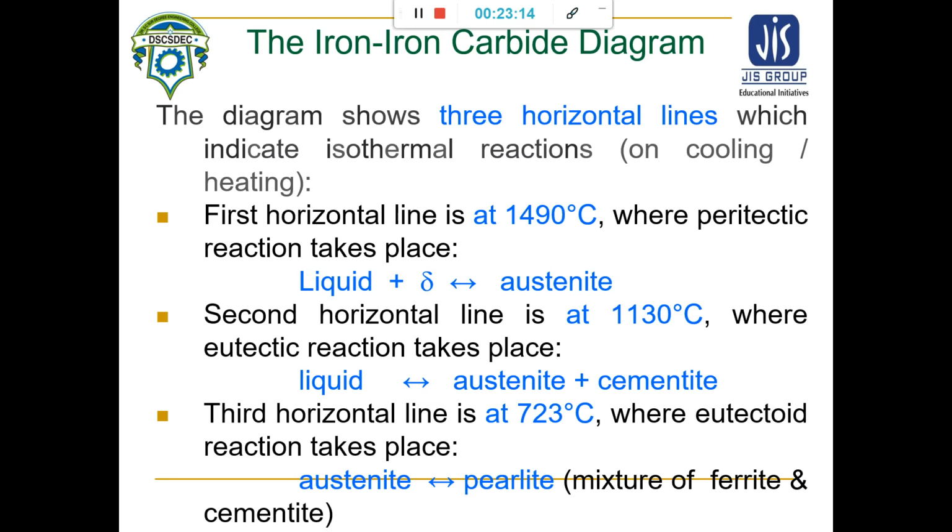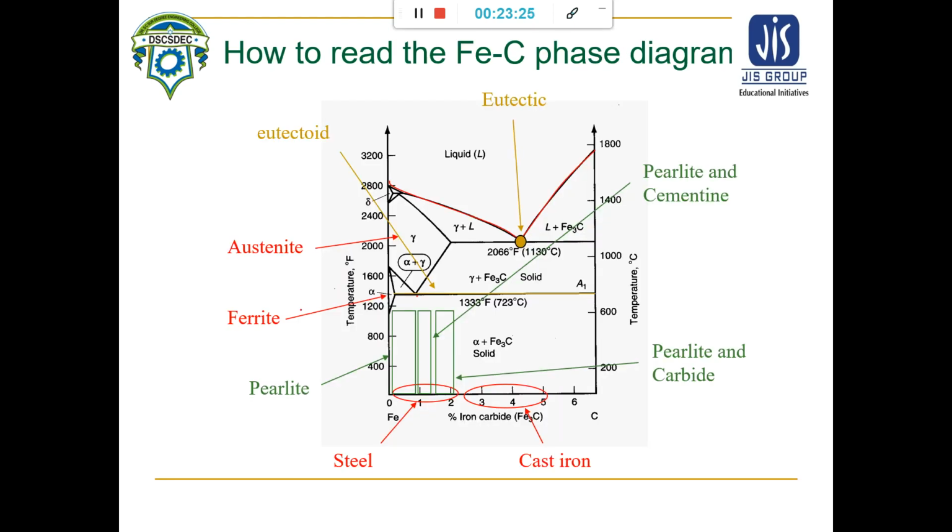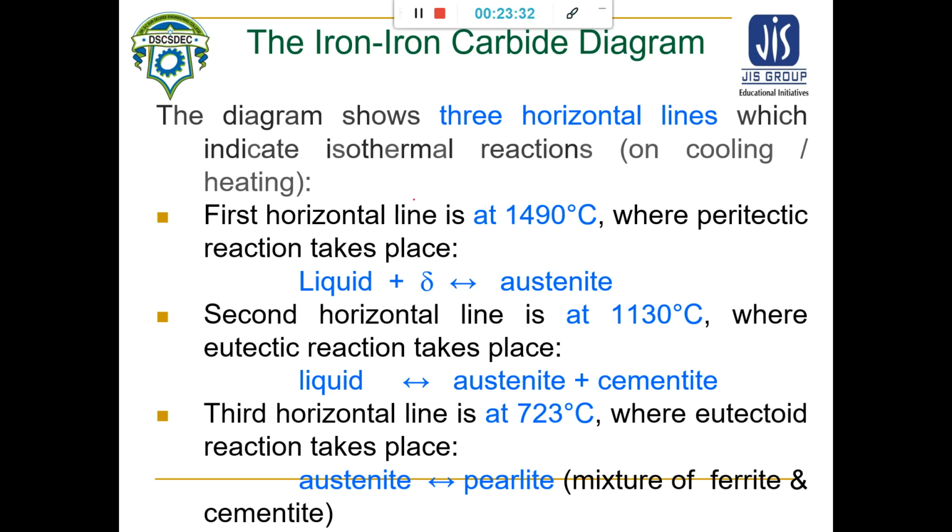Now from the iron carbon diagram, there are 3 horizontal lines. The first horizontal line is at 1490 degrees Celsius, where the peritectic reaction takes place. Here, see, here the peritectic reaction may occur. Next, in the peritectic reaction, what will occur? Liquid plus delta ferrite will give us gamma austenite.